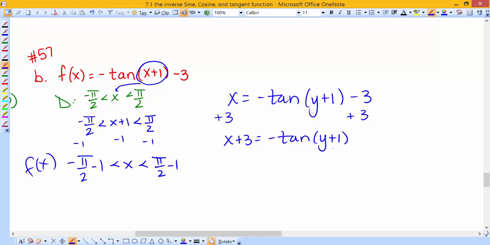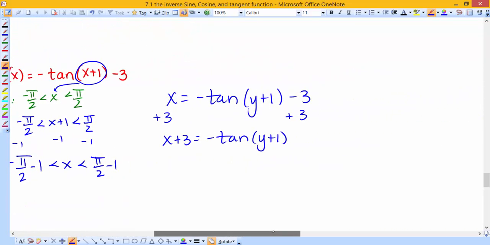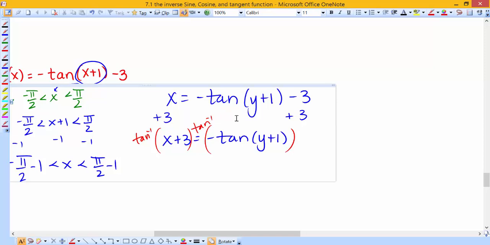I cannot move the 1. The 1 is actually being added to the y, where back here, this 1 was being subtracted to the 2 sine of y. So it wasn't being subtracted to y by itself. Here, this 1 is actually being added to just the y. So I can actually take the inverse of this function now. So I can take the inverse, tangent inverse, tangent inverse. So now my tangent is going to cancel, and I am going to be left with tangent inverse of x plus 3.